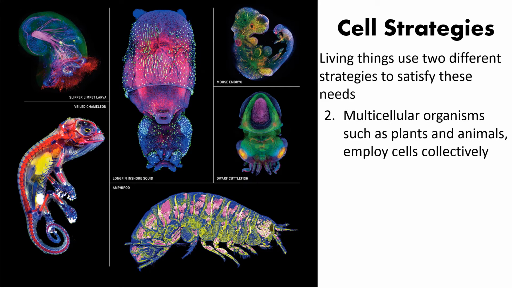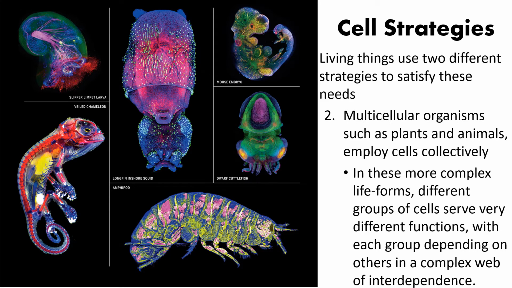I found this really cool image. You're going to notice we have the squid, but this is showing larvae of a limpet, a veiled chameleon, a dwarf cuttlefish, a mouse embryo, and an amphipod. So all of these are going to be what we call multicellular organisms. Okay, so these life forms are going to be complex. They're going to have thousands upon thousands and sometimes millions and trillions of cells.